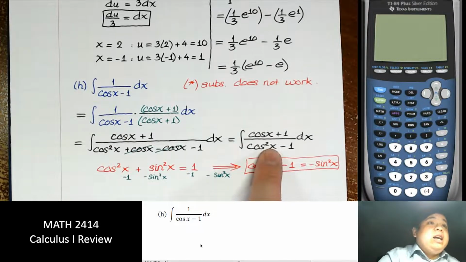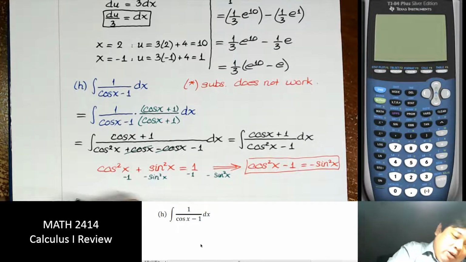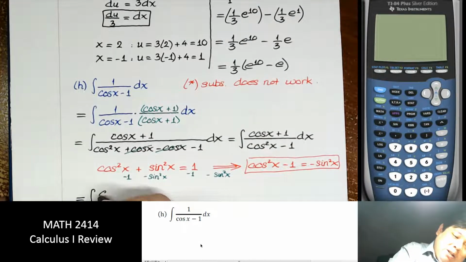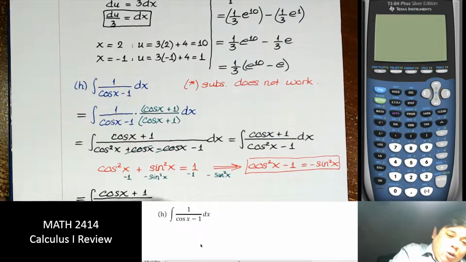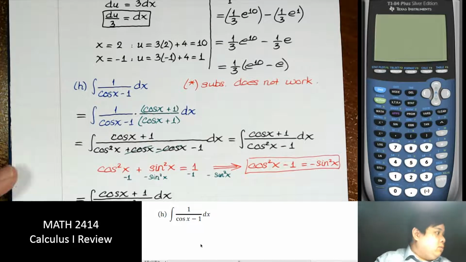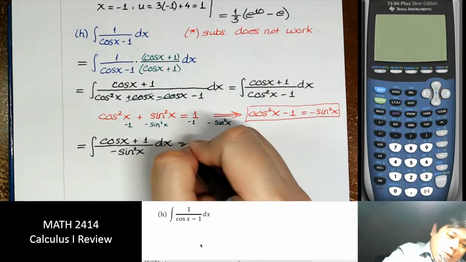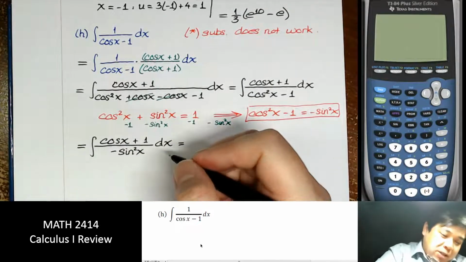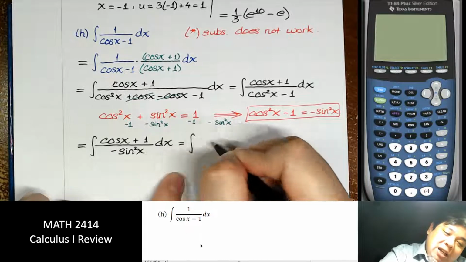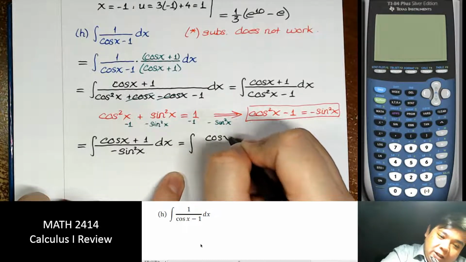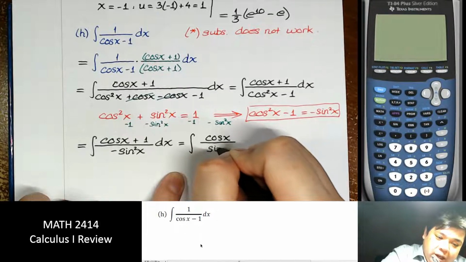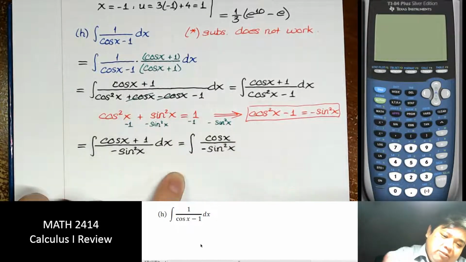Right, and we certainly can substitute back in here. So continue our problem. Cosine of x plus 1 over negative sine squared. Now, remember, we can split the top, we cannot split the bottom. So certainly we will split it here. Cosine of x over sine squared. Actually, it's negative.